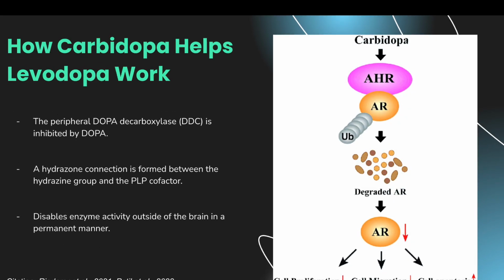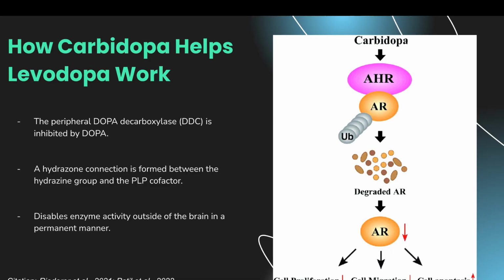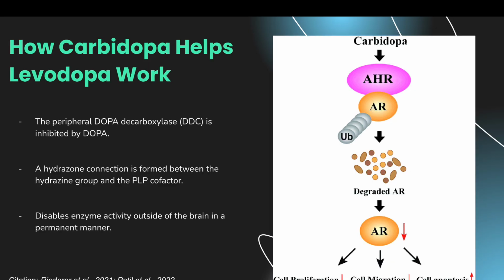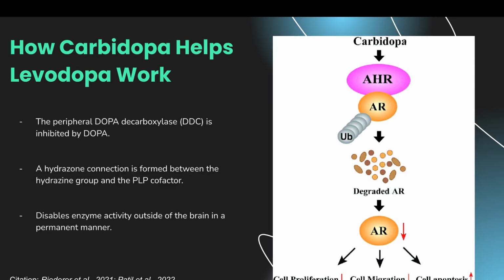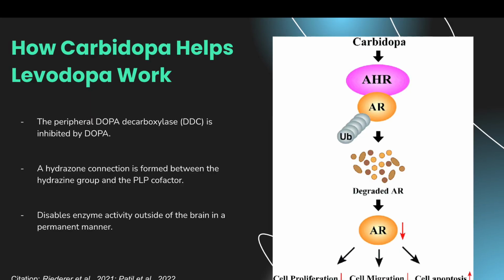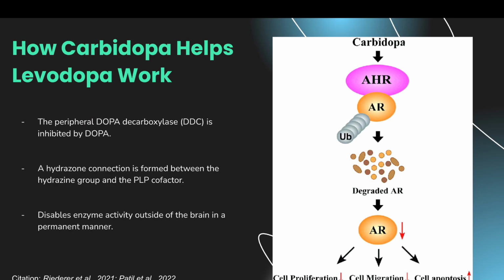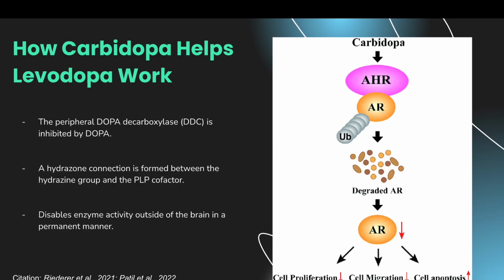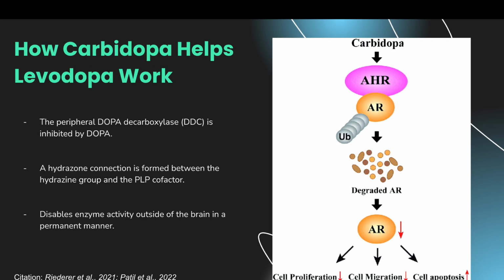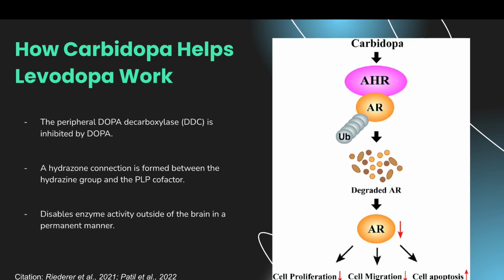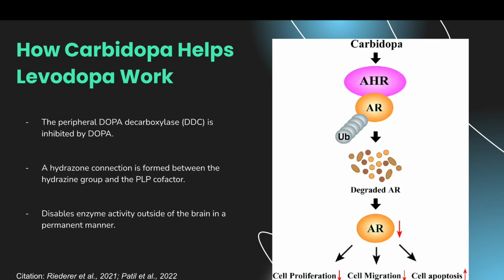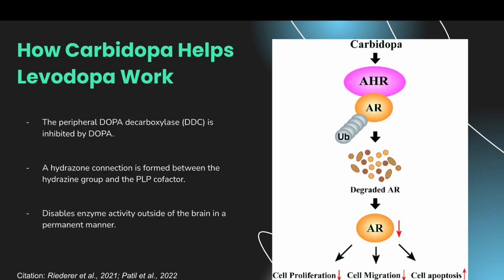Now onto my next slide, labeled How Carbidopa Helps Levodopa Work. By inhibiting peripheral dopa decarboxylase, carbidopa enhances levodopa's effects, and it has cellular effects beyond Parkinson's. My diagram shows how carbidopa activates the aryl hydrocarbon receptor to interact with the androgen receptor. This interaction ubiquitinates and degrades AR, reducing AR cell numbers. Apoptosis rises while cell migration and proliferation fall. This method shows that carbidopa prevents aberrant cell proliferation, while also benefiting brain dopamine.